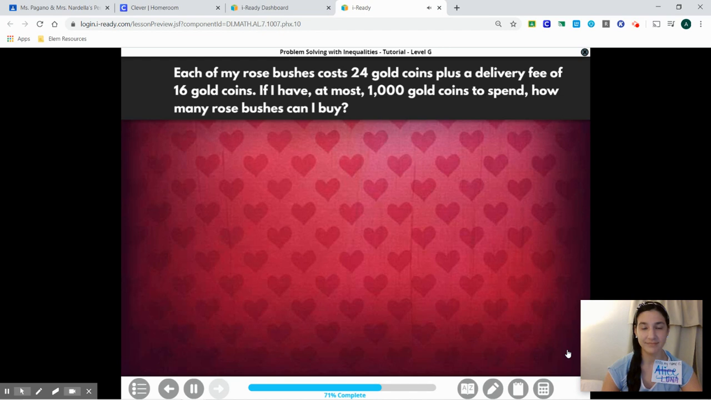Each of my rose bushes costs 24 gold coins plus a delivery fee of 16 gold coins. If I have at most 1,000 gold coins to spend, how many rose bushes can I buy?